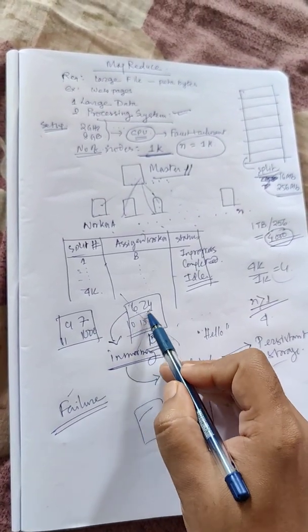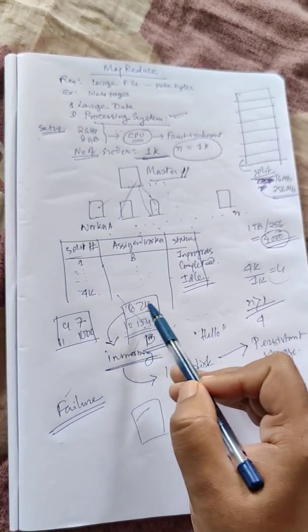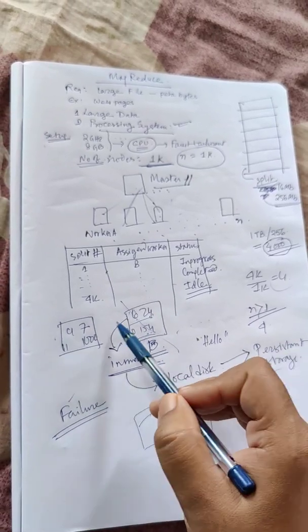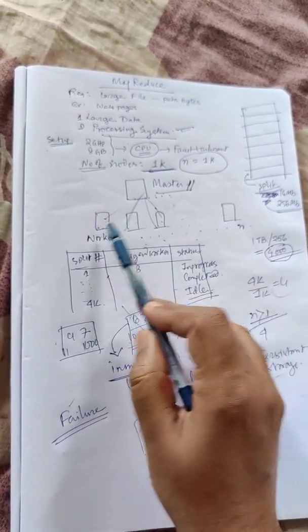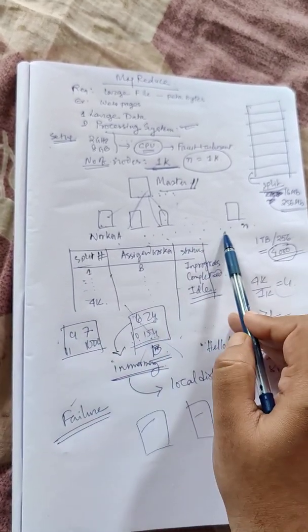Say for example 6, 24, 10, 54 or 154. Splits 6, 24, 10 and 154 are going to be assigned to some other available working commodity workers, right?